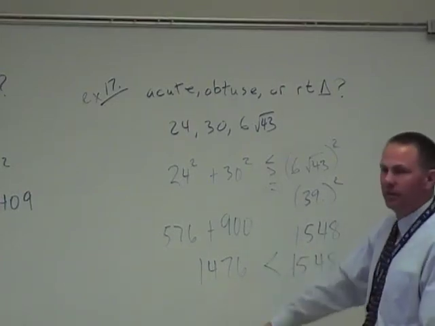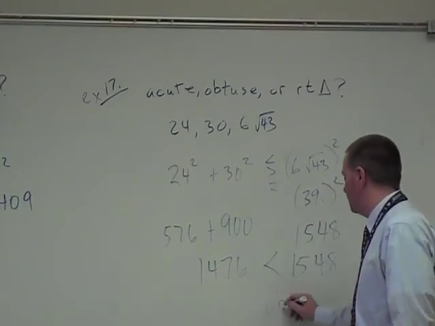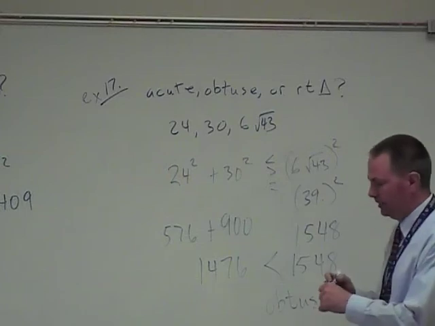C is bigger than those squares added together, so what do we have? Obtuse. Excellent. Good job.